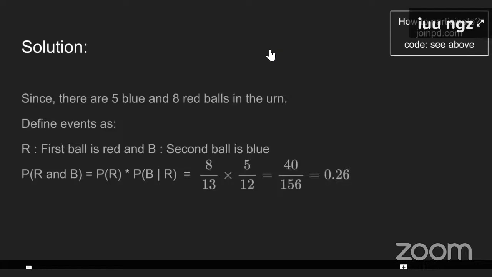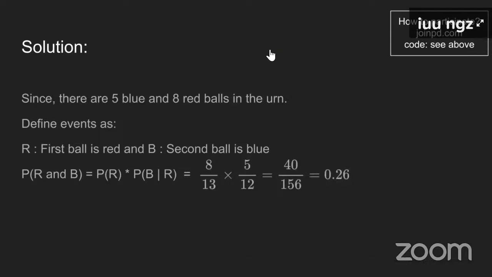What you have written is fine. You have said 8 choose 1 times 5 choose 1 divided by 13 choose 2. Fine, 13C2. But what it is giving you is the probability that one ball is red and the other ball is blue. So it can either be the pair blue-red or red-blue, right?